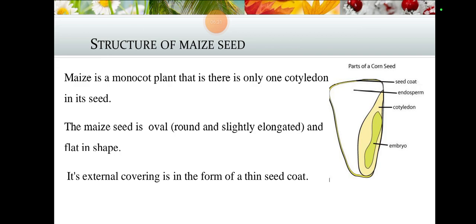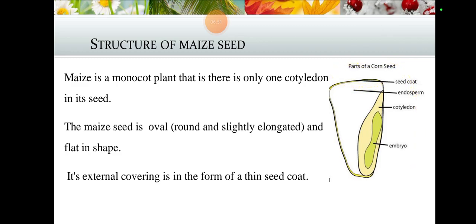Okay. Here you can see its cotyledon mentioned. It's properly mentioned. It has one cotyledon. The maize seed is oval, round, slightly inclined and flat in shape. Its shape is oval, but it's flat. Its external covering is in the form of a thin seed coat.